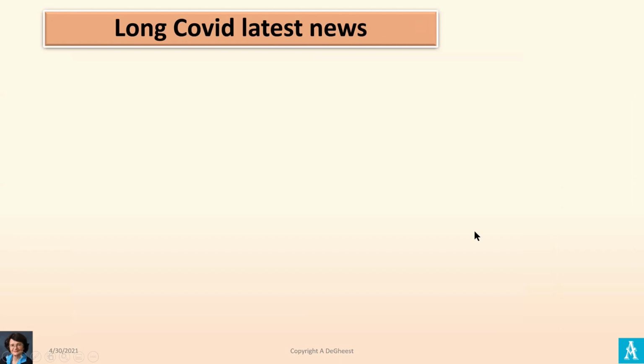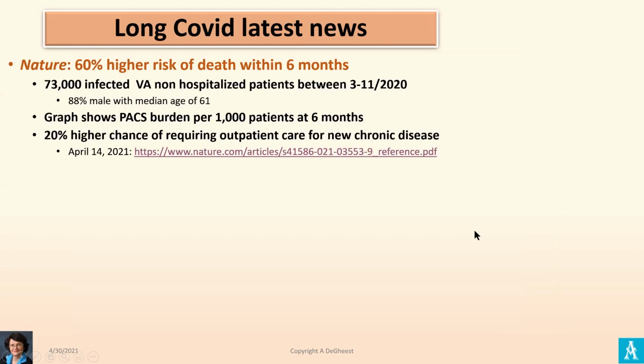So what are the latest news? Data just got published in Nature saying that people who have been infected, non-hospitalized, so the majority of them are asymptomatic, have a 60% higher risk of death within 6 months. So there's a lot of what's called damage that's simmering there that could trigger a higher mortality rate.